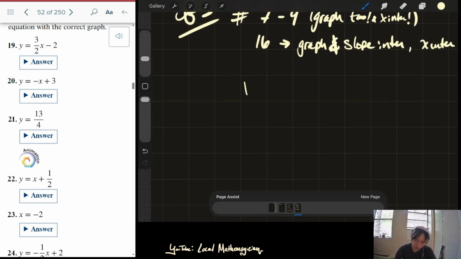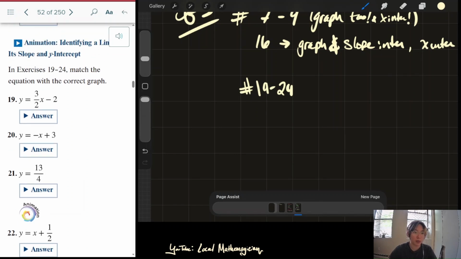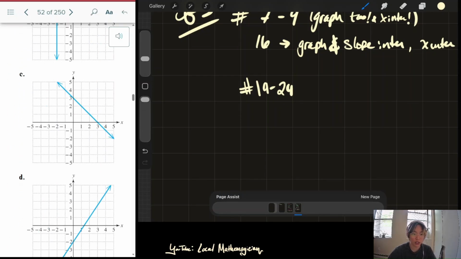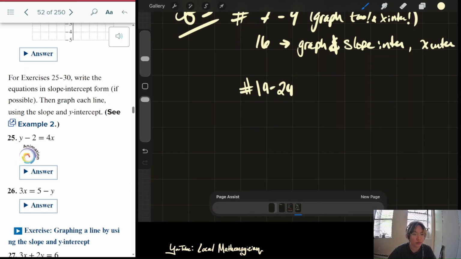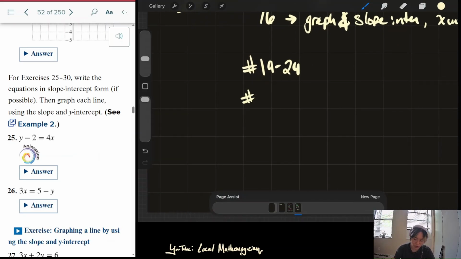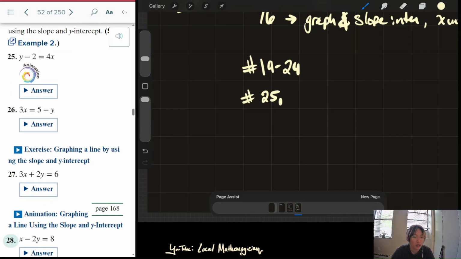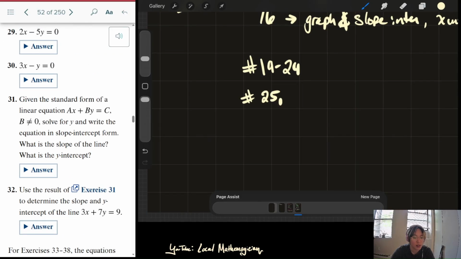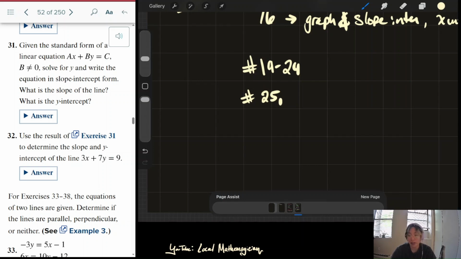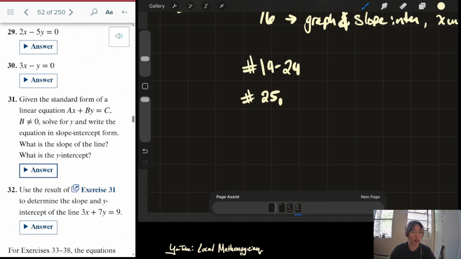I also want you guys to do numbers 19 to 24. It sounds like a lot, it's not. These problems are just matching the equation with the correct graph. So these are your equations, and these are the graphs you get to match them to. Not a lot of calculations to do. I want you guys to do number 25 and these problems should be pretty okay.